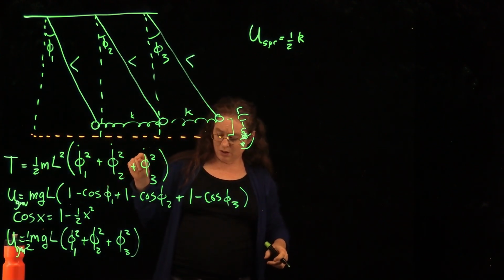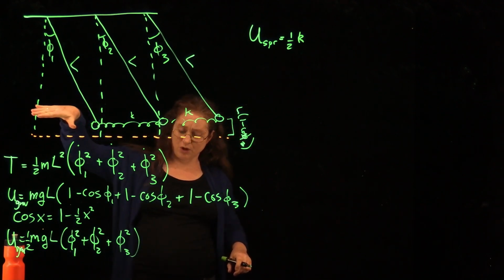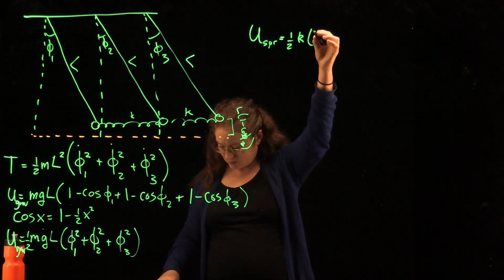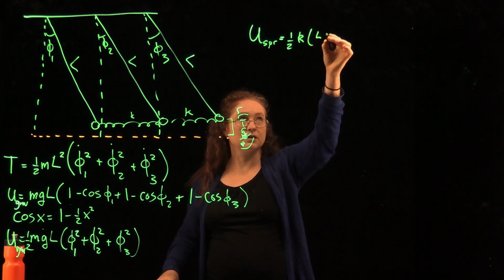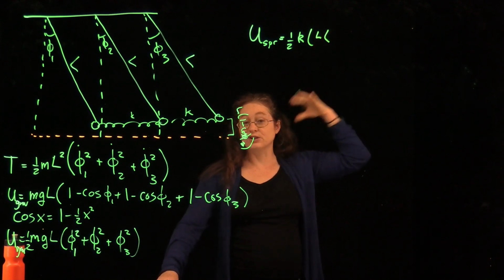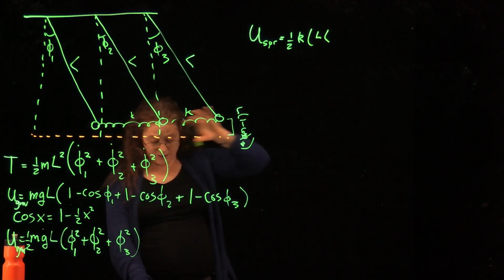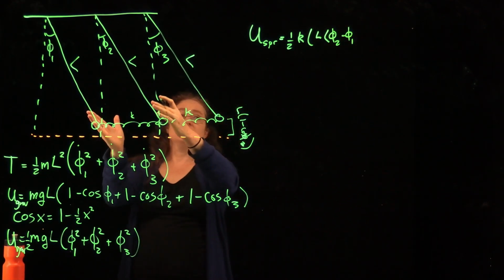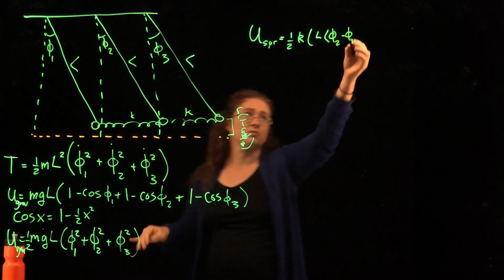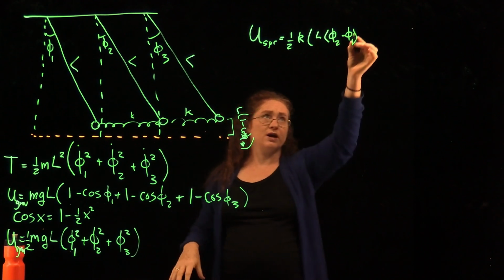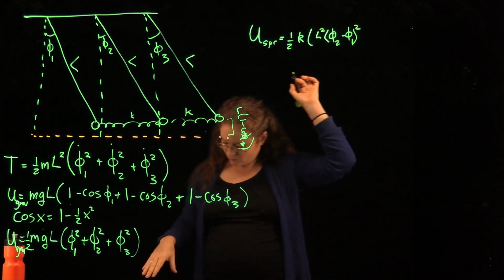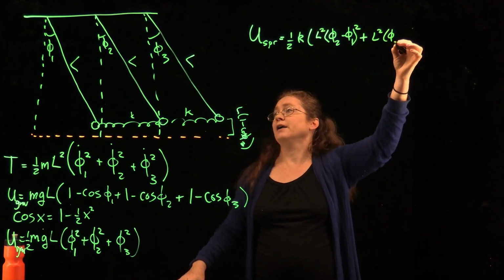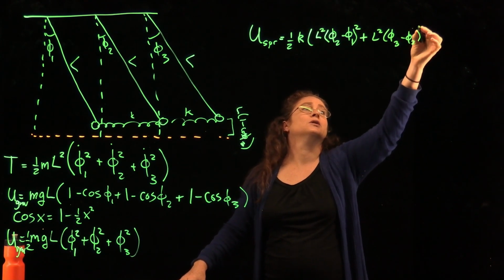And now, as long as we are in the small angle approximation, the displacement is L times the angle, the angular distance from equilibrium. So for the first spring, it is phi 2 minus phi 1. That is, if phi 2 and phi 1 are the same, the spring is not stretched, and then I have to square that. And then plus L squared times phi 3 minus phi 2, squared.